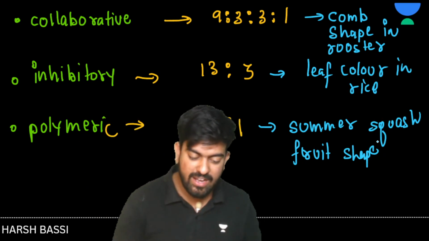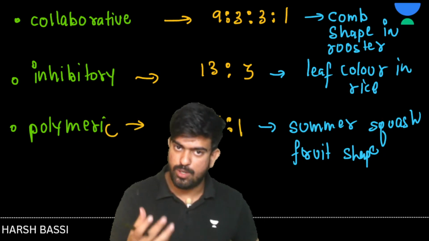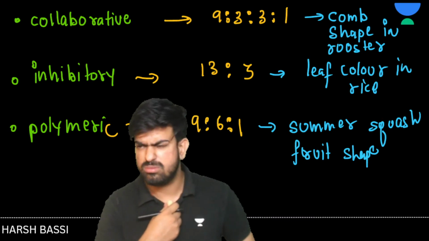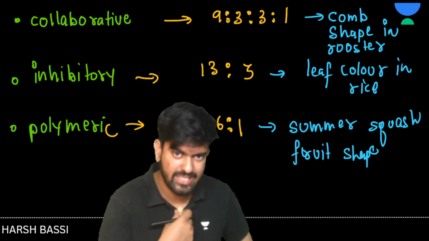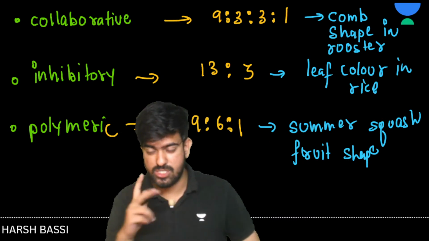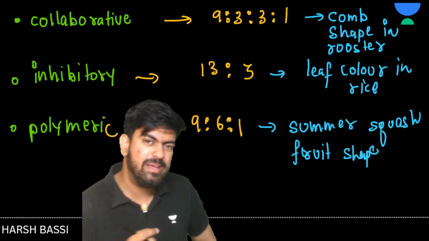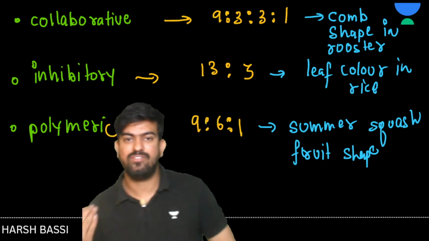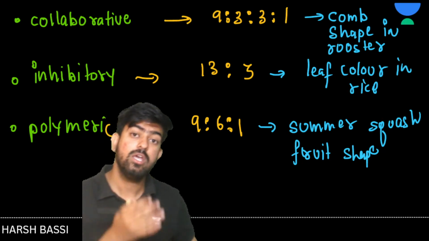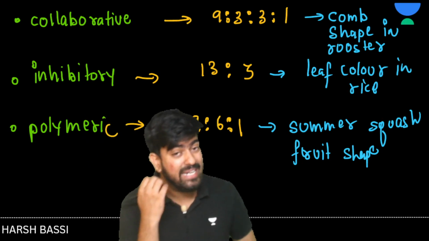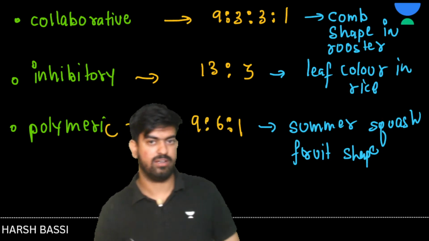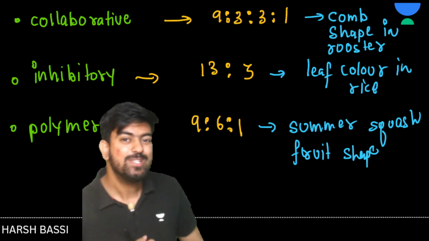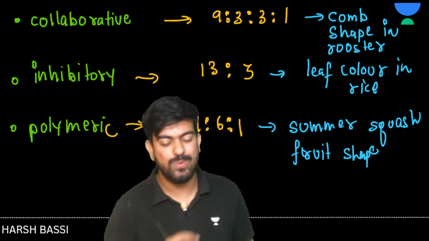So we have completed gene interactions, or non-allelic interactions. In the next session, we will have the sex determination class, and after that sex-linked inheritance, and then the whole Mendelian genetics will be clear, my dear children. Okay, till then, bye bye everyone, and see you in the next class.